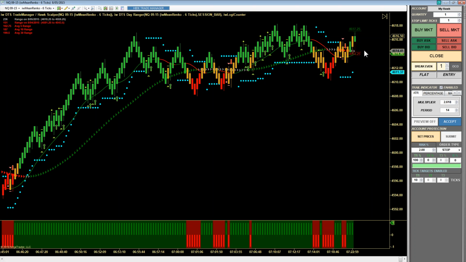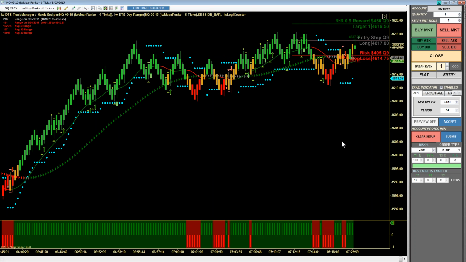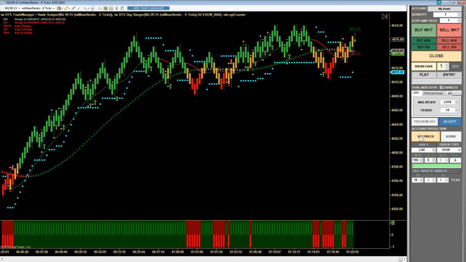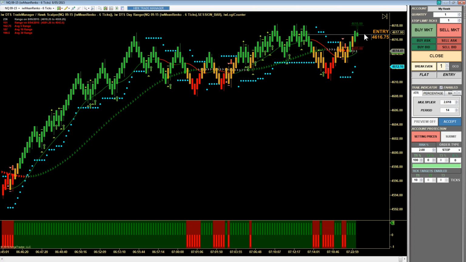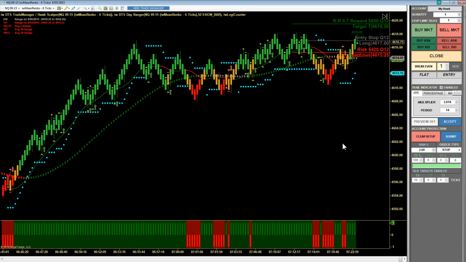Which trade do you think has the highest probability of success? This one or this one? Now we're talking probability of success, not risk reward ratio. What is the chance that this trade will hit the profit target before hitting the stop loss versus this trade hitting the profit target before the stop loss? Probably the bigger stop loss is going to have the higher probability of success, right?